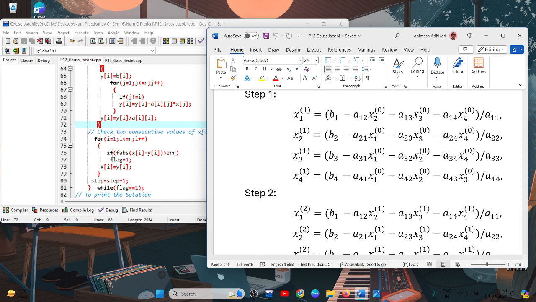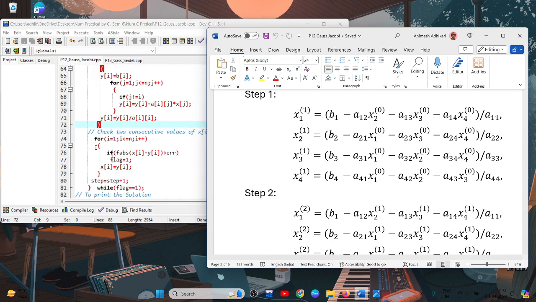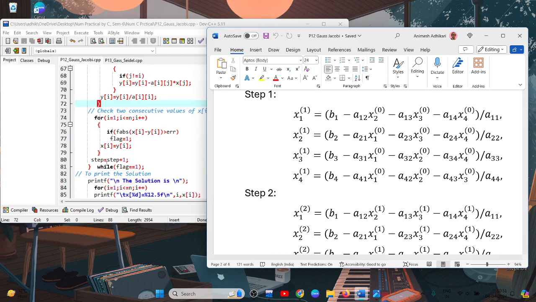Next, x1, x2, x3, x4 take the values y1, y2, y3, y4. So now after step 1, x1 equals the calculated value y1, x2 equals y2, x3 equals y3 and x4 equals y4. And next, increment the step: new step equals previous step plus 1. This completes the do loop, and we check the condition while flag equals 1. Yes, flag equals 1.